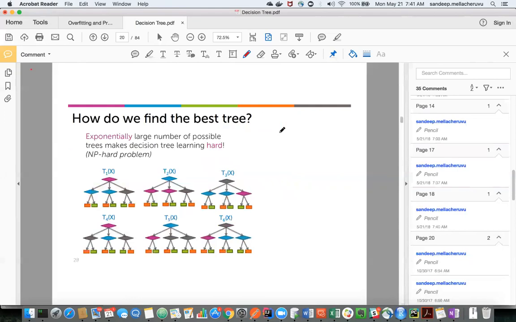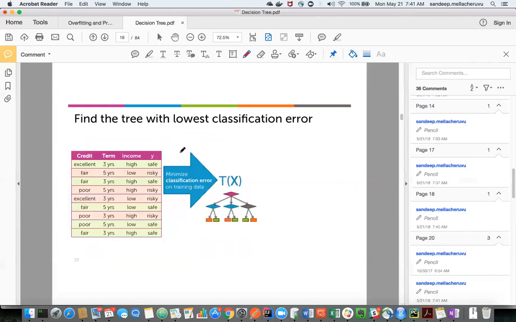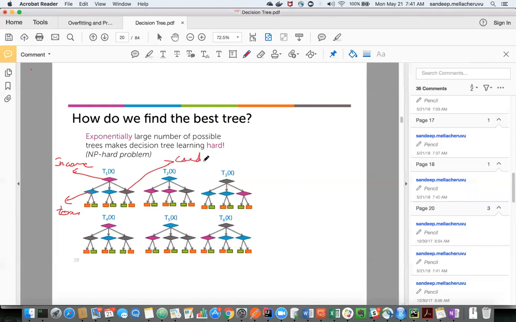Now how do you find the tree? You have multiple different options. For example, let's say this pink one is about income. This blue node is about, let's say, what is the other one? You have term. Yeah, term is the other one. And the black one is about, let's say, there is a third one, right? Credit history. Okay.